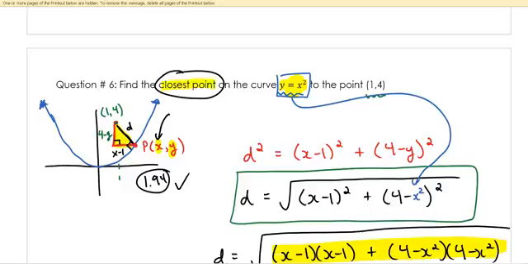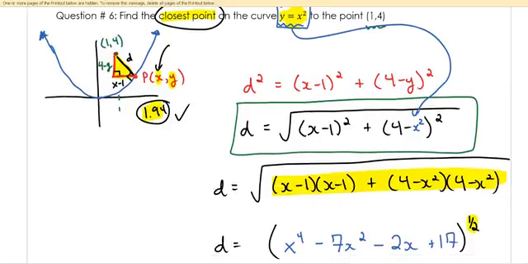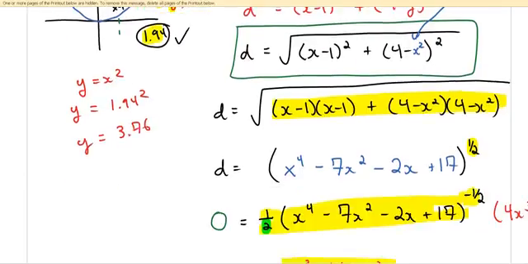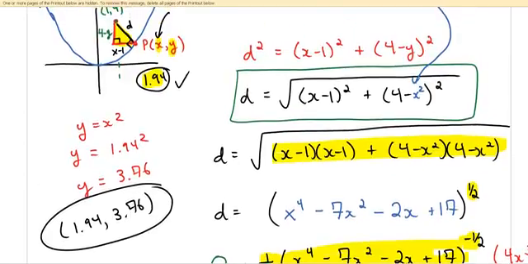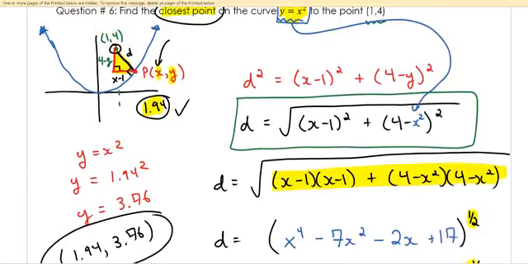So I found the x value right there, so how do I find the y value? Well, I know that y equals x squared, so let's plug that value in, 1.94 squared, and that's going to give you a value of, I forget, what does this give you? 3.76. Okay, so the closest point on the graph is going to be 1.94 comma 3.76. So this right here is the closest point on the curve to the point 1 comma 4, which is an outside point.